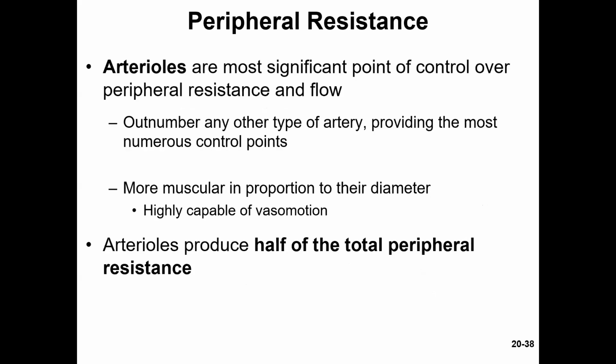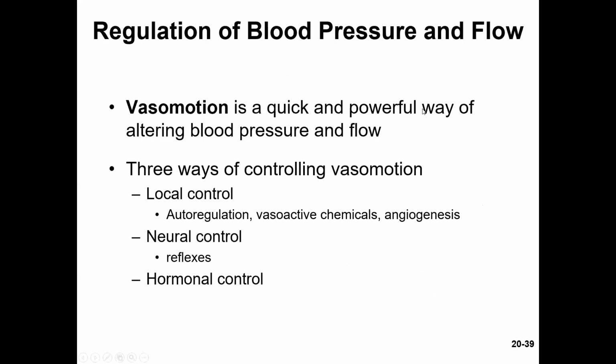Arterioles are the most significant point of control over peripheral resistance and flow. They outnumber any other type of artery, providing the most numerous control points. They are more muscular in proportion to their diameter, and they are highly capable of vasomotion. Arterioles produce half of the total peripheral resistance.